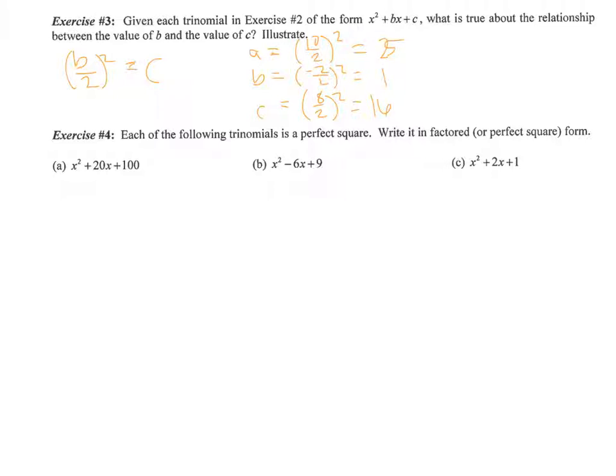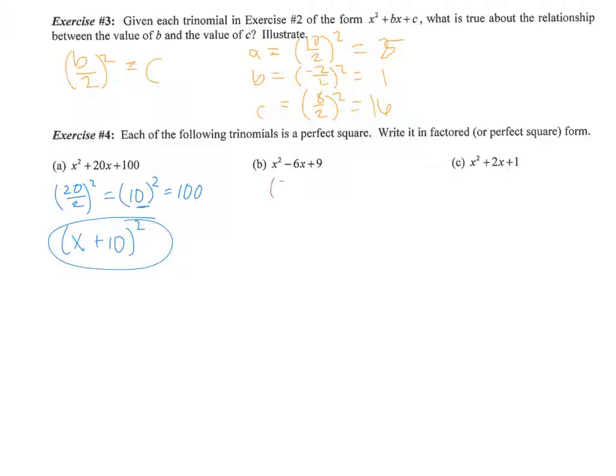So each of the following trinomials is a perfect square. Write it in factored or perfect square form. So we can do what we just said, where we can go backwards. So we take our b, which is 20, divided by 2, and square it. Well, 20 divided by 2 is 10. 10 squared is 100. So that means our first term is x. Our second term is positive 10.